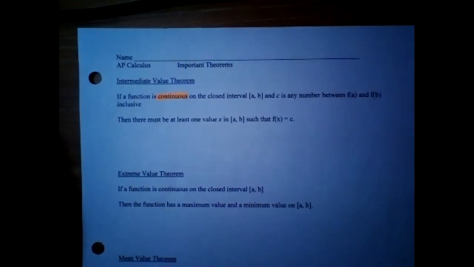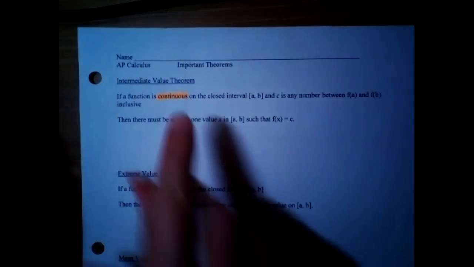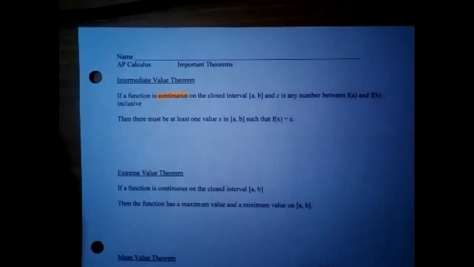It won't even apply. So when you're using this theorem to justify things on the AP exam, you have to mention continuity. You have to mention that the function is continuous on the interval. They won't give you points if you don't talk about it. It's that important. It's easy to mention. You just say the function is continuous on this interval, but you have to say it.